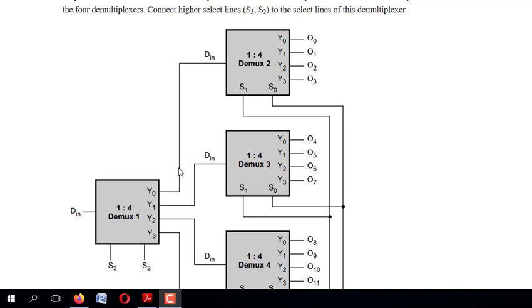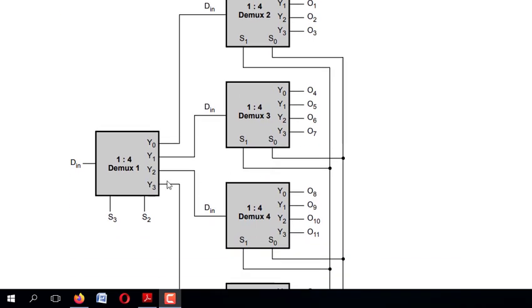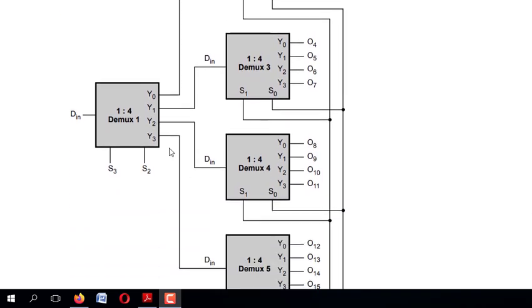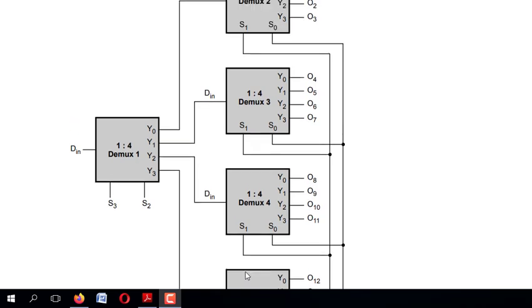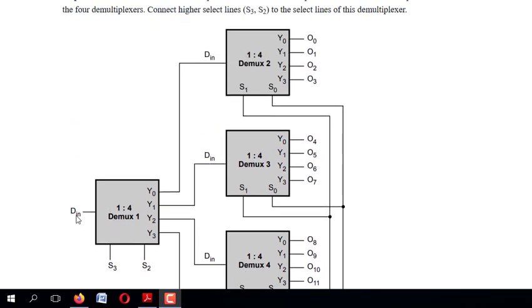Now this Y0 will be input to demux 2, Y1 will be input to demux 3, Y2 will be input to demux 4 and Y3 will be input to demux 5. Suppose I want to get D in with respect to this output Y0, that is I am routing this D in towards Y0, then what will be my selection line? Both will be 0 0. At a time this output will be enabled and these 3 will be off. So this output will be input to this demux.